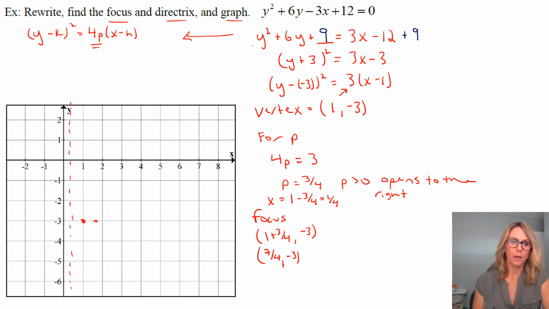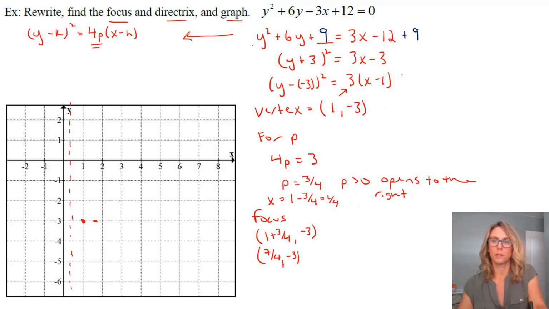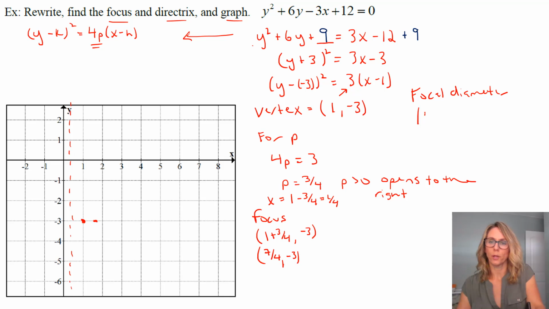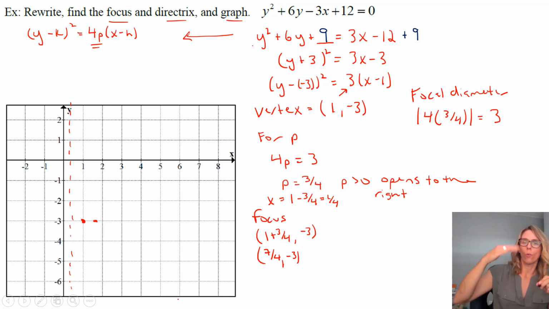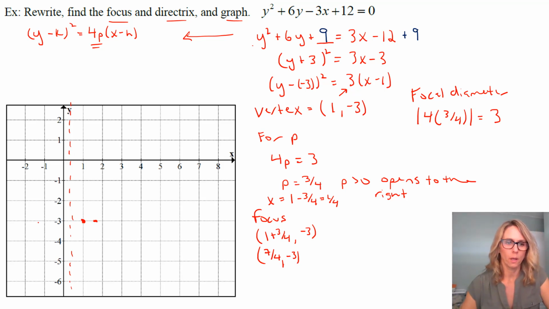That is helpful because if you know the focal diameter, we can find that. Focal diameter is still the same. That doesn't change. So it's the absolute value of 4 times p. And that gives us 3, which is exciting and easy. And so that just means that we want to go 1.5 up from the focus and 1.5 down from the focus, so vertically. And so we'll go 1.5 here and 1.5 here.